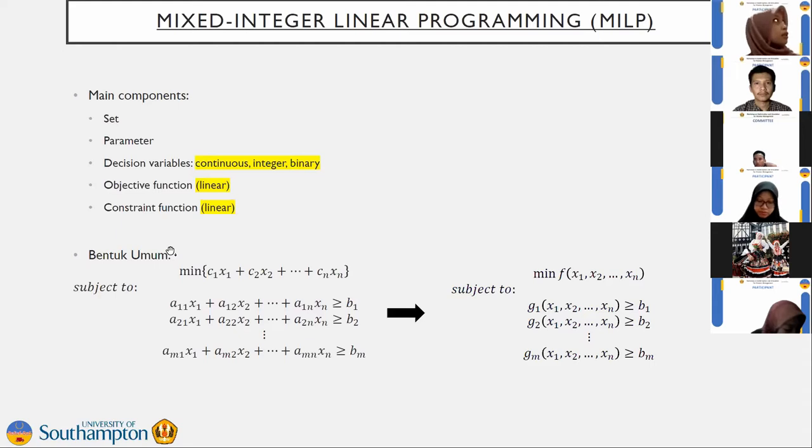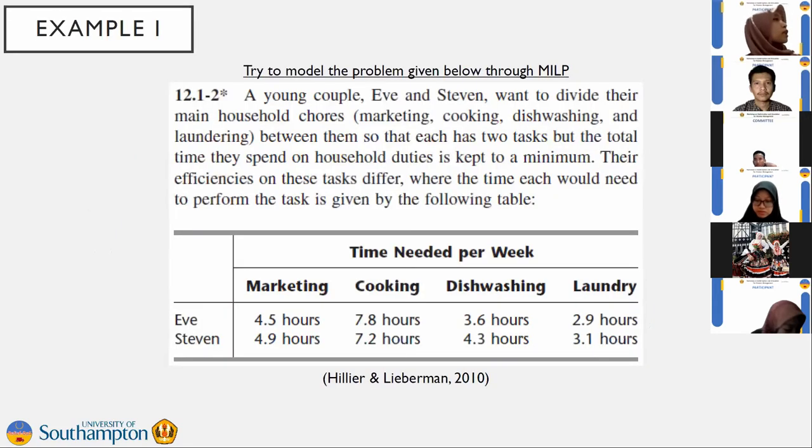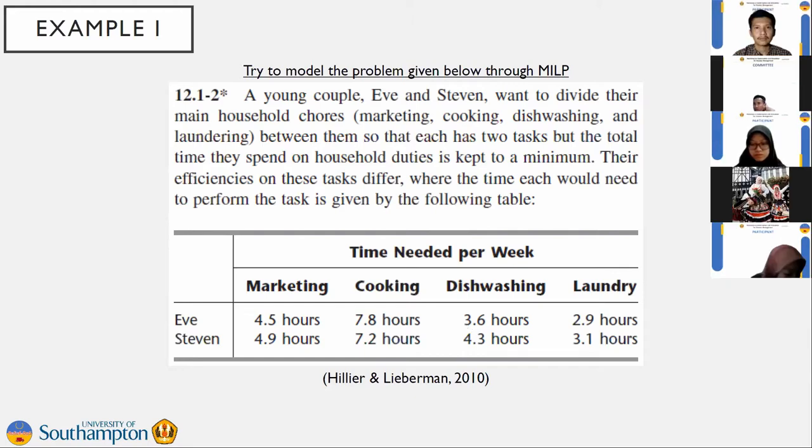Meanwhile, for the components, we also have 5 components. So this is some information. And now we would like to give you an example, and we will discuss it step by step. This example is quoted from my book, the book that we use in our university about the model of MILP.